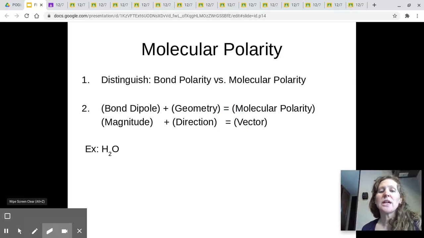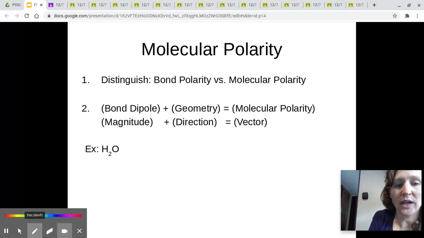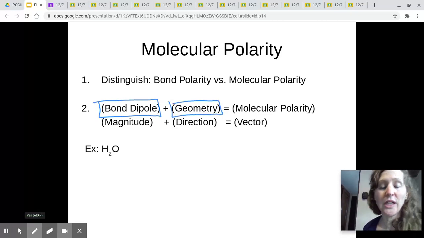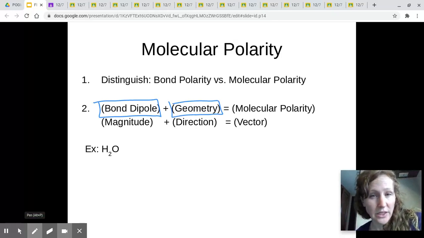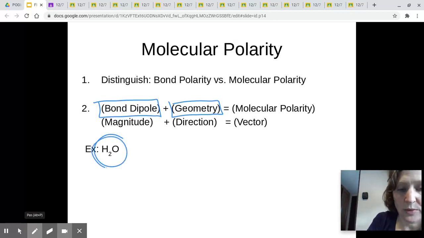Okay, so when we're talking about the dipole of the whole molecule, is the whole molecule polar or nonpolar? What we have to look at are a couple different things. We have to consider all the bond dipoles that exist, and then we also have to look at the geometry of the molecule. So let me give you a couple examples here. First of all, let's look at water. Water is a pretty classic example.